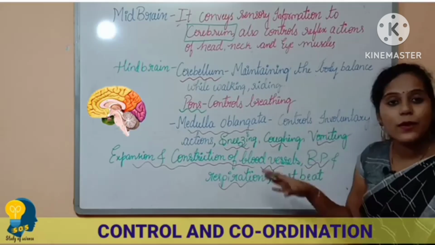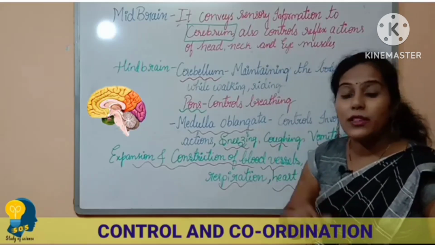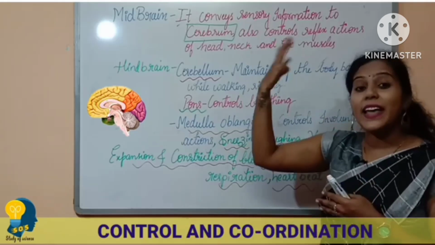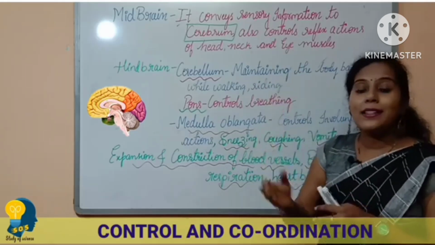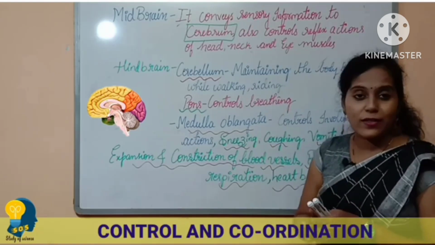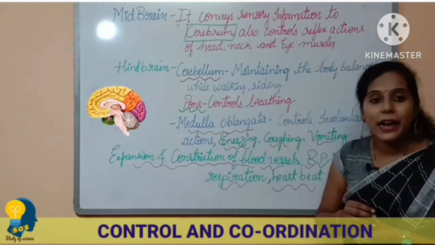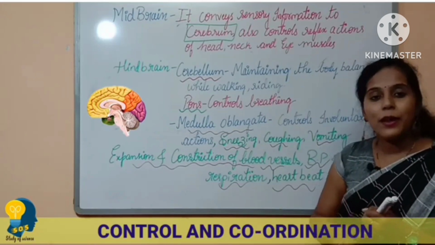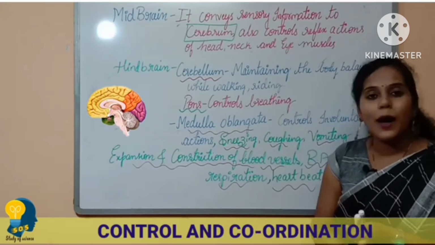Clear? Let us revise once again. So what does the midbrain do? What is the function of midbrain? It conveys the sensory information to the cerebrum. It also helps in the what? Reflex actions. Okay? So hindbrain, three parts of the hindbrain. Which are the three parts? Cerebellum, then pons and medulla oblongata.